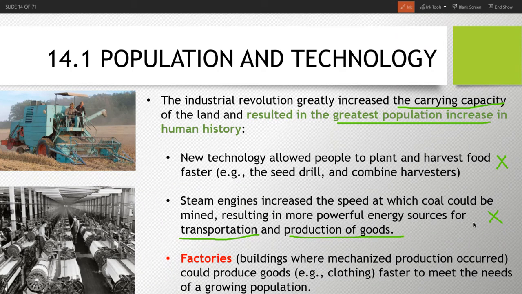We mentioned those factories before. Okay, factories are buildings where mechanized production occurs. So they would be able to produce goods of almost any imaginable type at a faster rate to meet the needs of a growing population. Factories would start in the area of textiles and clothing, but would branch out to include almost anything that you can imagine. And of course, they still exist today, and they produce many of the goods that we make use of.